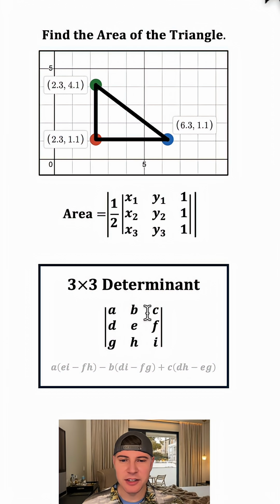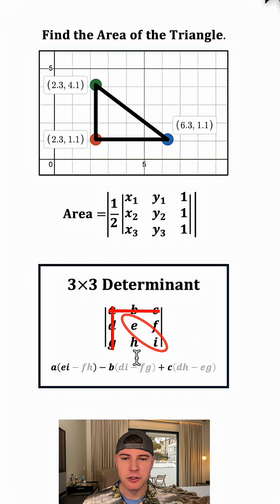You take everything on the top row, the A, B, and C, and you'll put it there, there, and there. And then for the first one, you leave it positive, you make the second one negative, and the third one positive. And then to find the stuff inside the parentheses for the A, you'll find the A right here, cross out the column, cross out the row. You'll do E times I minus F times H.